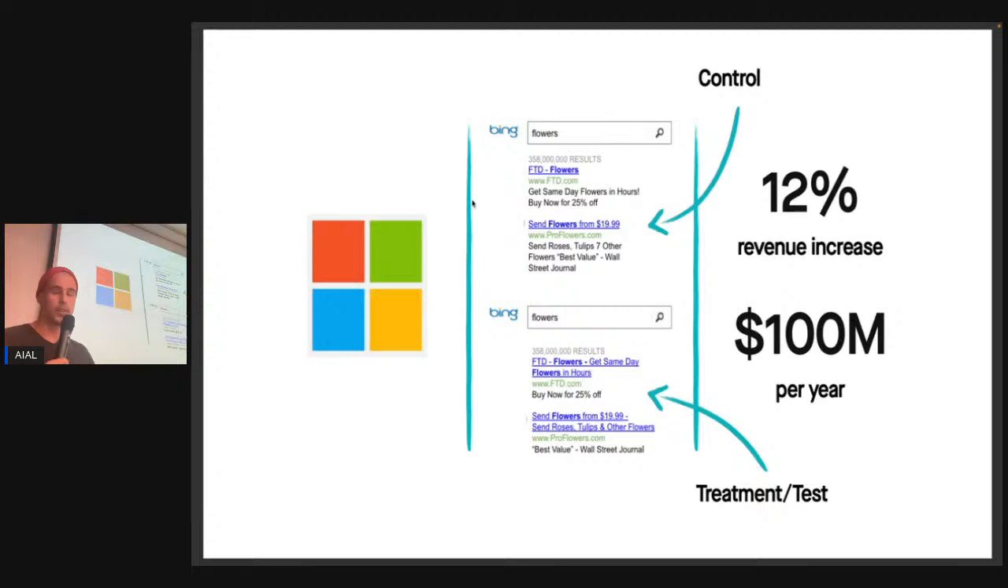So that's the basics of experimentation, but the topic of experimentation itself can be way more complicated than that. There are loads of different types of experiments. There are loads of different techniques to analyze experiments.